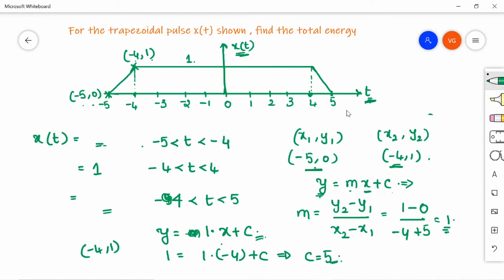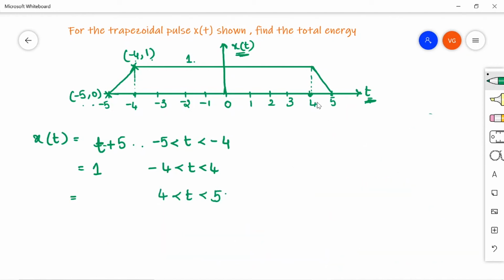So y is nothing but your x of t. So the equation is written as x of t is equal to slope is 1 into x is nothing but t plus constant is 5. So this is t plus 5 between minus 5 to minus 4. So that I'll write here t plus 5. x of t is defined as t plus 5 in the interval minus 5 to minus 4.